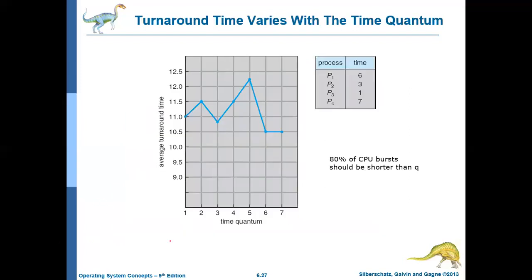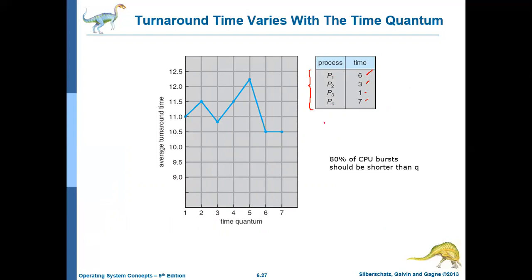Okay. So this graph is plotted for these particular processes P1, P2, P3 and P4, considering that P1 needs 6 milliseconds of CPU burst, P2 needs 3 milliseconds of CPU burst time, P3 needs 1 millisecond, and P4 needs 7 milliseconds of CPU burst time.